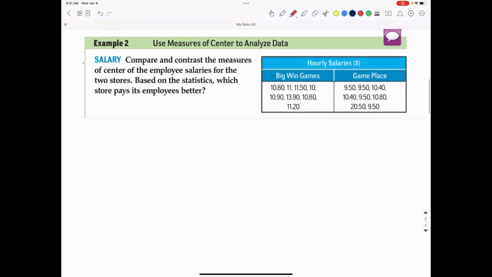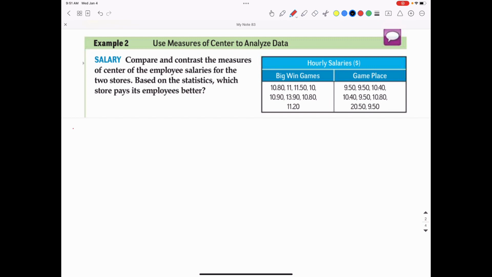Here's one that's a little bit more complicated. Compare and contrast the measures of the center of the employees' salaries for the 2 stores. Based on the statistics, which store pays its employees better? So we've got two companies that pay hourly wages. Big Win Games has 8 employees and what they're paid. Game Place, we can see their 8 employees and what they're paid. We want to see which company pays its employees better. So we're going to compute all 3 measures of center for both companies and then compare them.